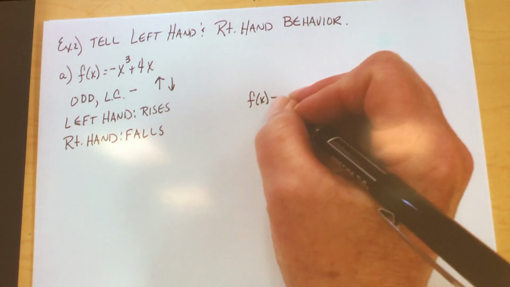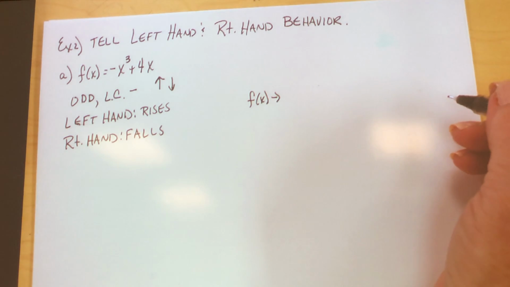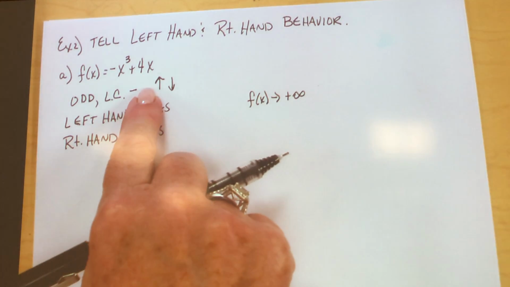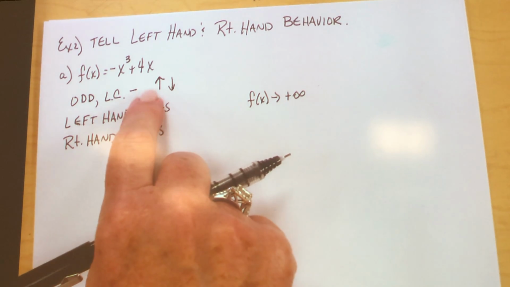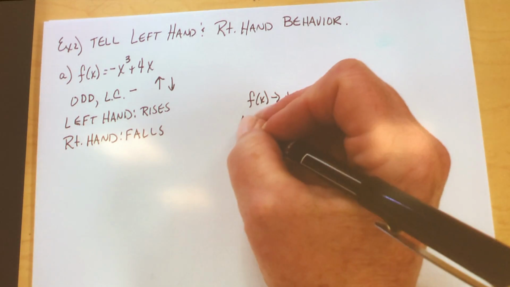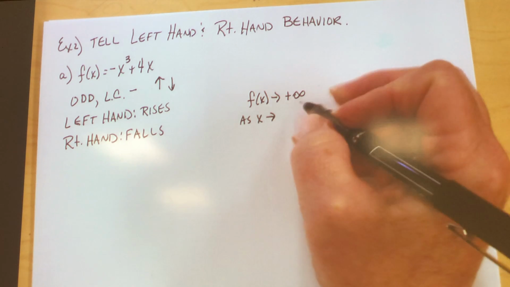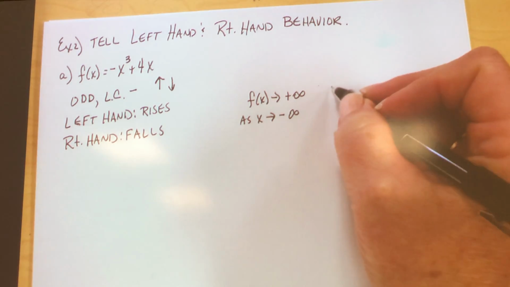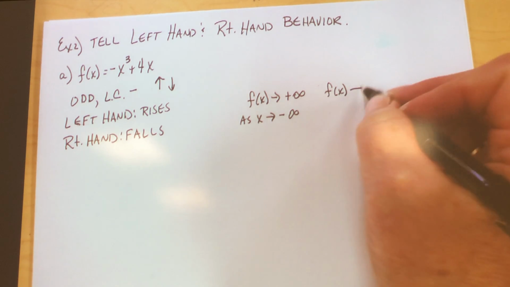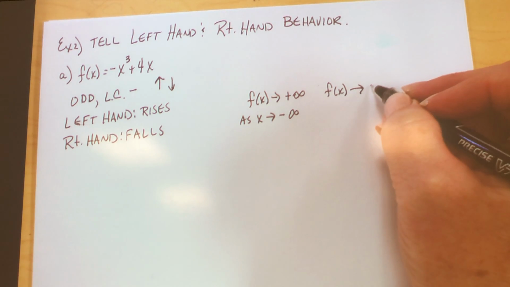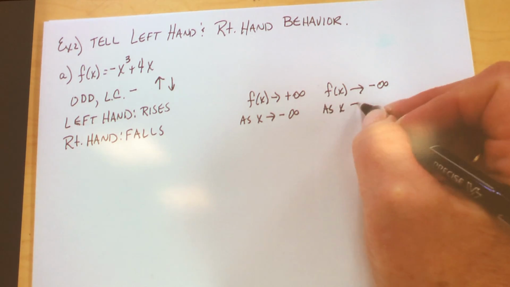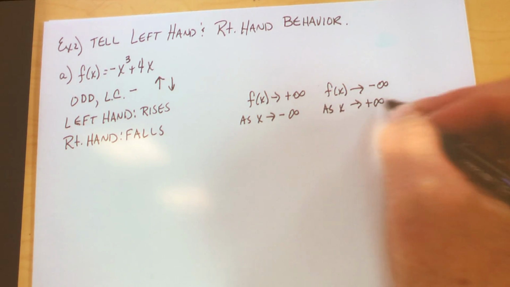F of x approaches what? Positive infinity. Obviously, I'm talking about this guy right here. So on this side, as x approaches what? Negative infinity. F of x approaches what on the right-hand side? Negative infinity. As x approaches what? Positive infinity.